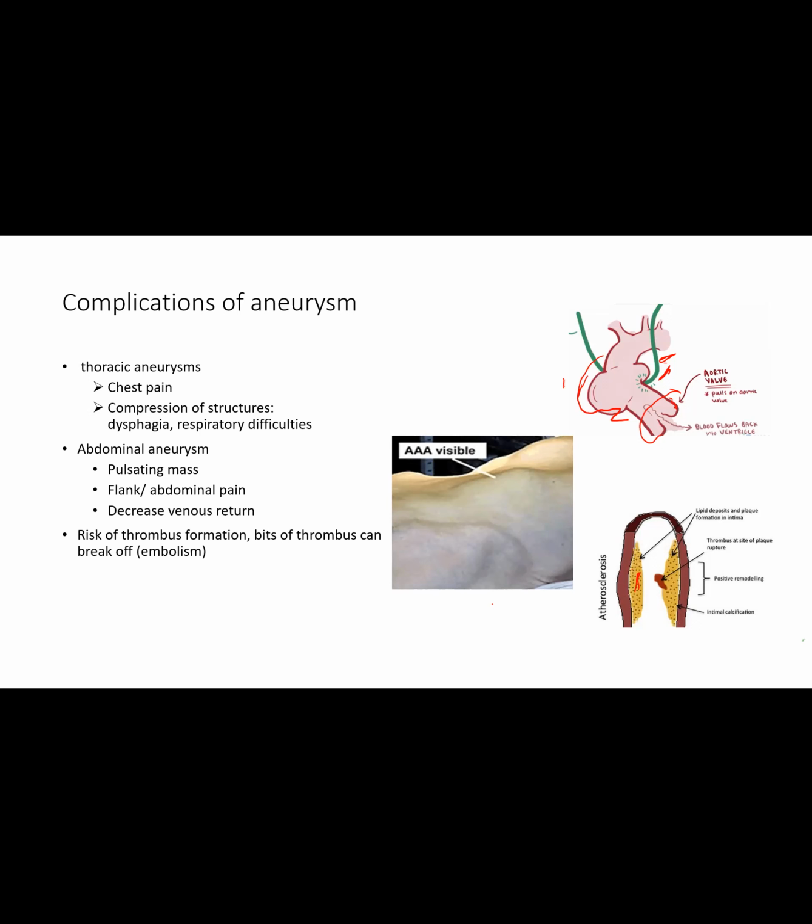So a murmur is also audible over the abdominal aorta, and surgical repair is usually indicated for aneurysms greater than 5.5 centimeters in size in the abdomen. Another complication is that the aneurysm can compress neighboring structures. In the case of an abdominal aortic aneurysm, compression can occur in the vena cava, and this will decrease the venous return.